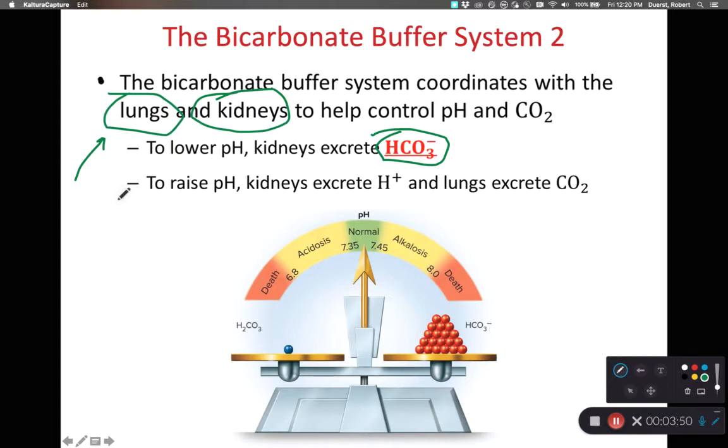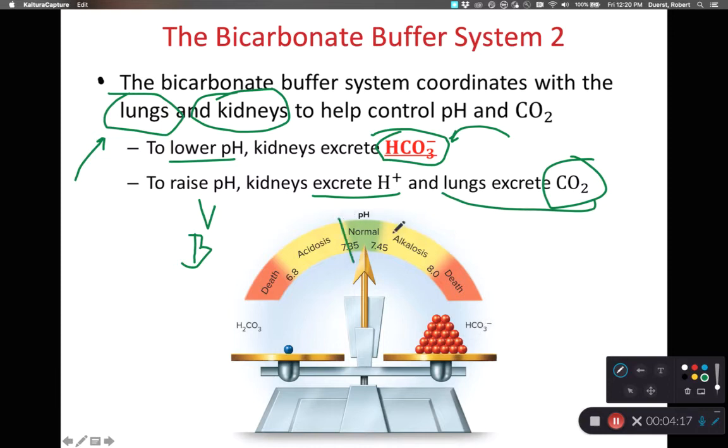We can have alkaline urine because we're adding an alkaline ion to the urine, lowering our overall blood pH. To raise the pH of our blood, we will take hydrogen ions out of the blood and excrete them into the urine, and we'll also have the lungs excrete carbon dioxide. And that's how we can regulate blood pH.